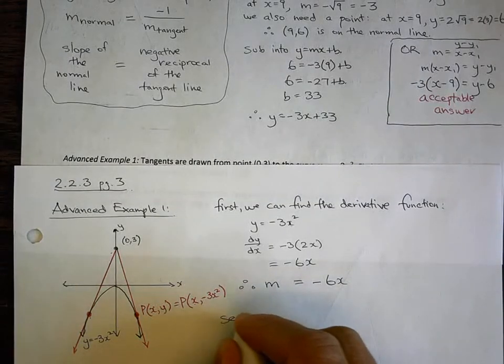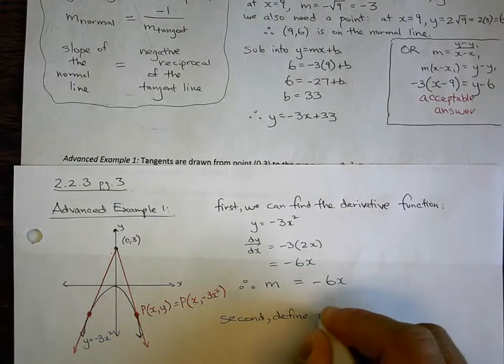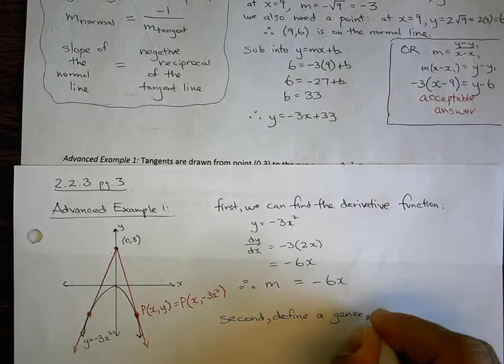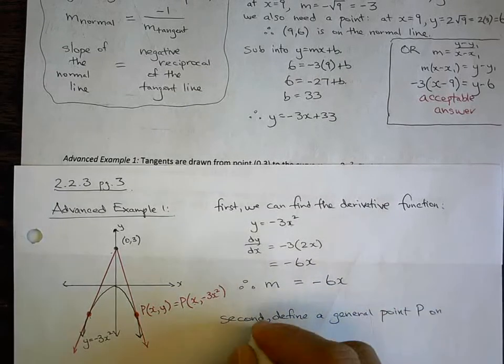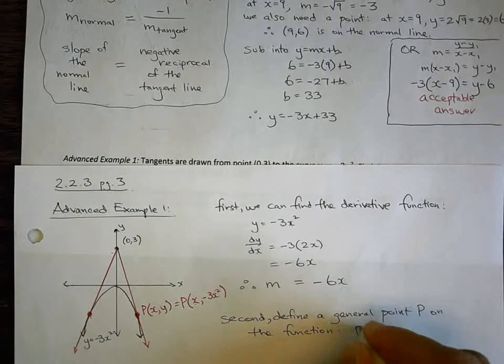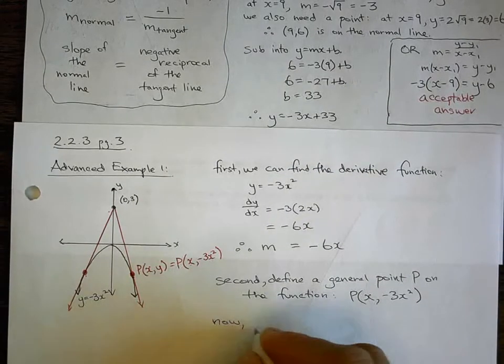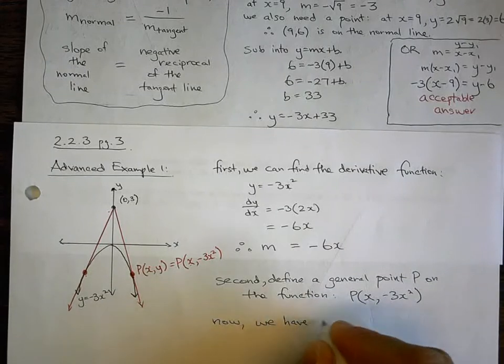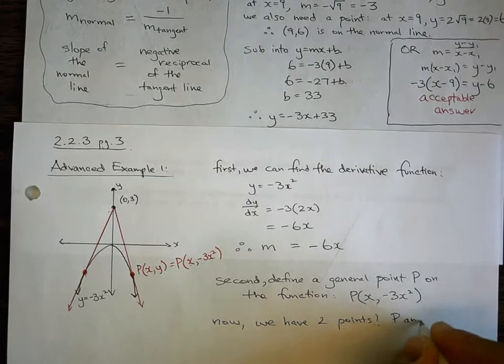Second, define a general point P on the function. So that's P, x and negative 3x squared. Now, we have 2 points, P and 0, 3.